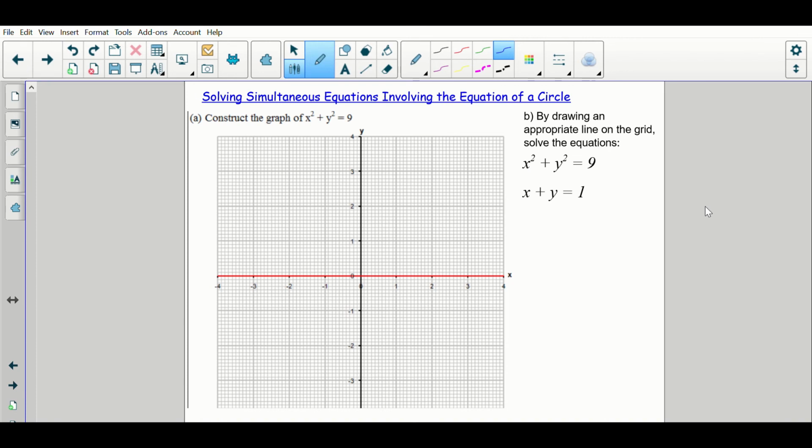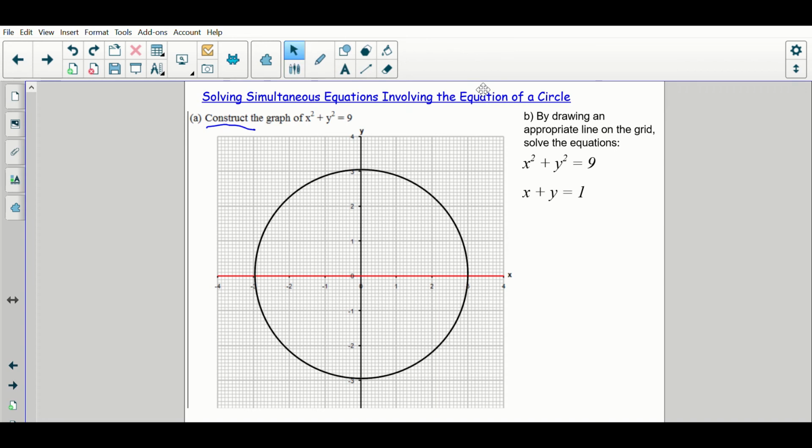One last example then, let's look at how we can solve simultaneous equations involving the equation of a circle. You have actually looked at these before algebraically without knowing that x squared plus y squared equals 9 was an equation of the circle. But let's look at doing this graphically. So it says construct the circle. That word construct is quite important because that means that you need to get out your compasses to draw your circle. So it's x squared plus y squared equals 9. So we know we've got centre (0, 0) and radius 3. So there's our circle.